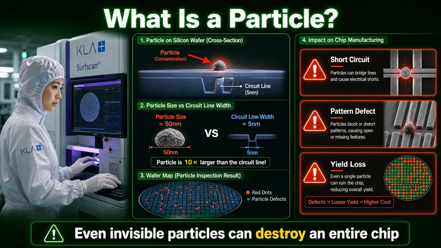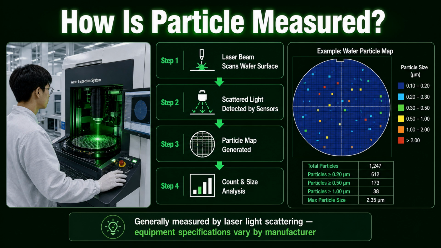Wafer companies manage particles across every process step: slicing, grinding, polishing, cleaning, and packaging to prevent new particles from forming at any stage. Because what customers ultimately want is not just a wafer. They want high yield. Particle measurement is generally performed using laser light scattering.